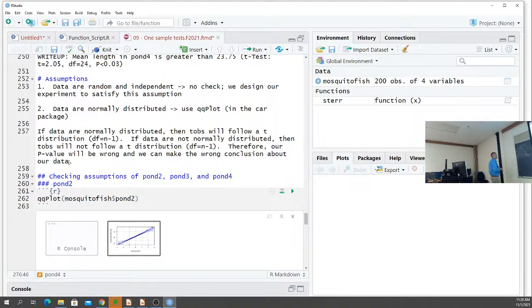Second assumption is that data are normally distributed. We use a QQ plot for this, and then we've got this big part here. If the data are normally distributed, then our t observed follows the t distribution with degrees of freedom n-1. If the data are not normally distributed, then our t observed will not follow this t distribution. Therefore, our p-value will be wrong, and we can make a wrong conclusion about the data. That's the whole reason, and this will apply to all of our statistical tests. If we do not meet an assumption, then our p-value can be wrong. We can make a wrong conclusion.